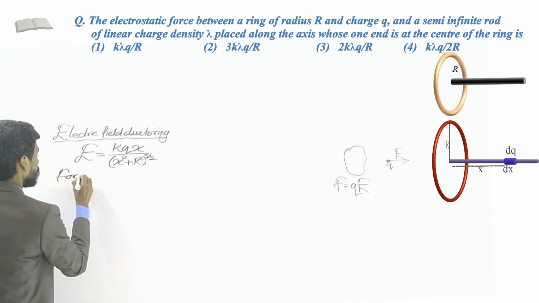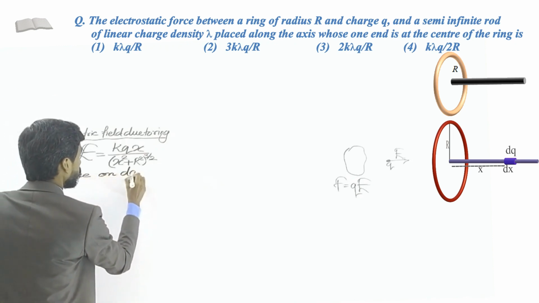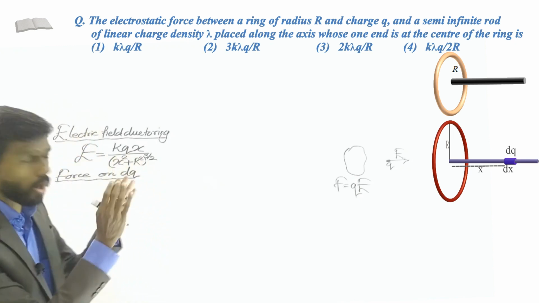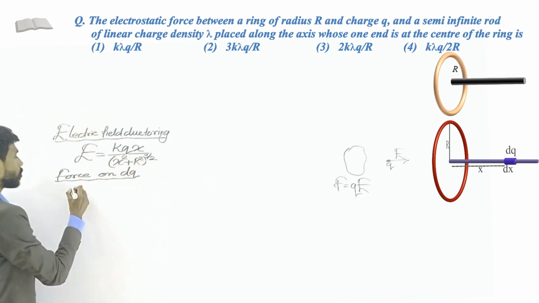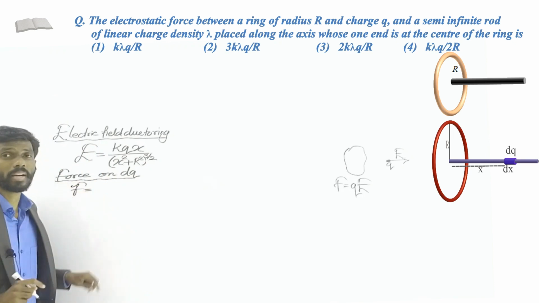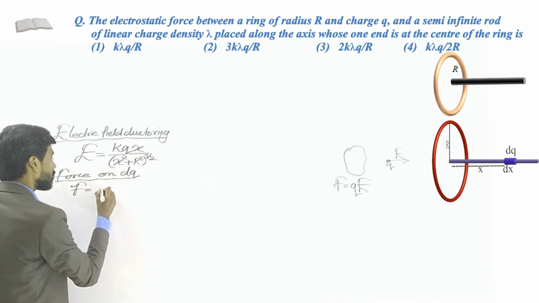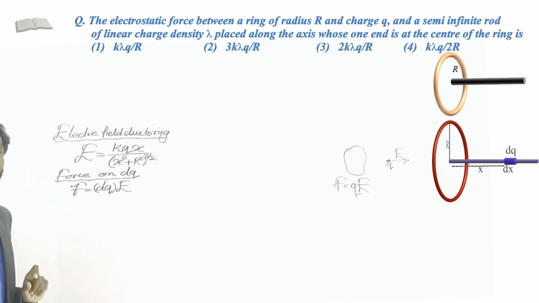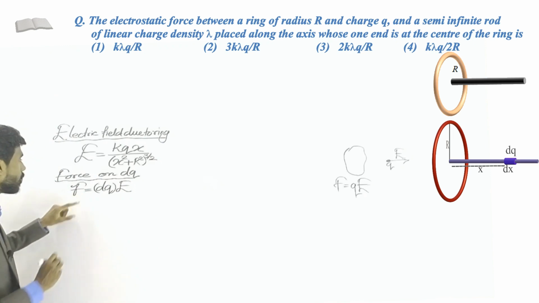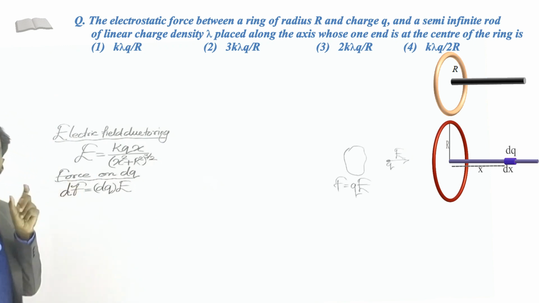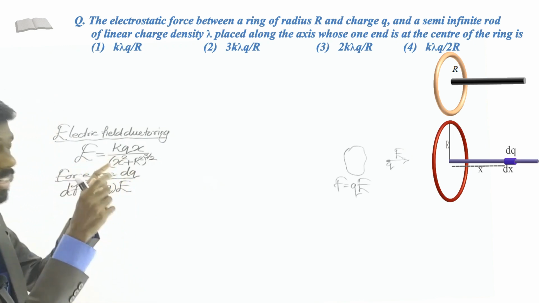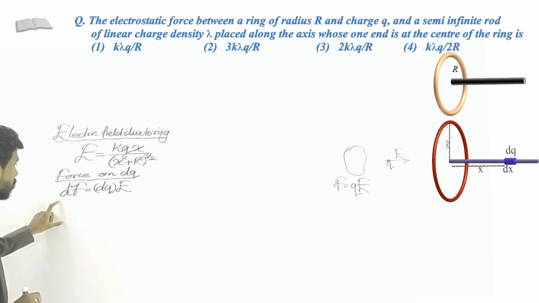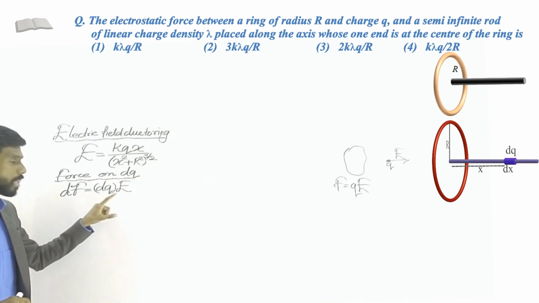The force on the charge dq only, not the force on the entire rod, only the small portion dq. What is the formula for force? The charge multiplied by the electric field. So the charge here is only dq multiplied by this electric field. So this is dF, not F. It is only the small force, the force acting on the small portion, not the entire force. We will find that using integration later. So dF equals dq multiplied by E.